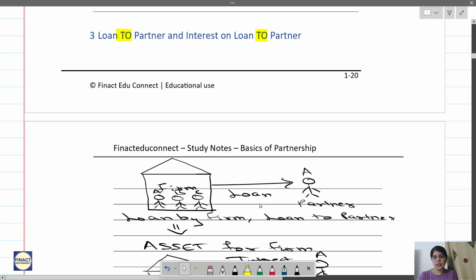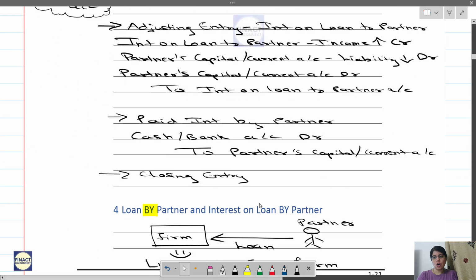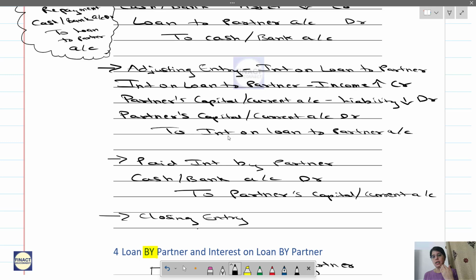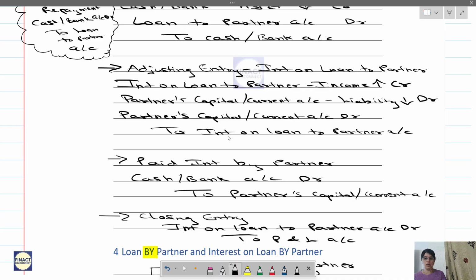So loan to partner and interest on loan to partner. Interest on loan to partner is an income. It's not like income, it's an income. So it will be transferred to your profit and loss account, credit side. Now interest on loan to partner has a credit balance, so let us close it. Interest on loan to partner account debit to profit and loss account. It will not go to the P&L appropriation account. It will go to the profit and loss account.